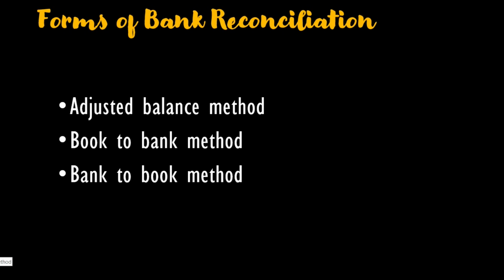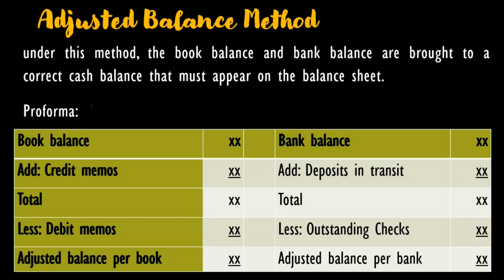Ideally, we have to use the adjusted balance method. So, isa-isahin lang muna natin. For the adjusted balance method, the book balance and the bank balance are brought to a correct cash balance that must appear on the balance sheet. So, ito yung pro forma na reconciliation under the adjusted balance method.